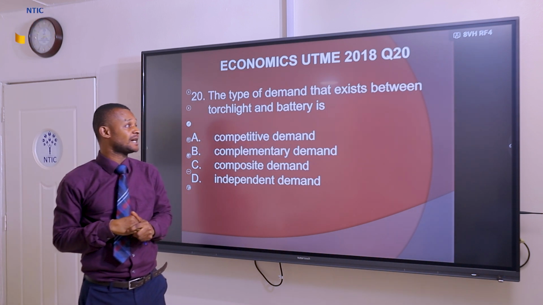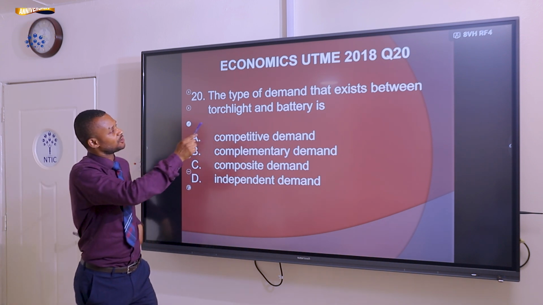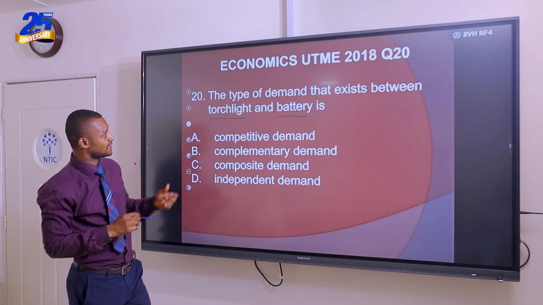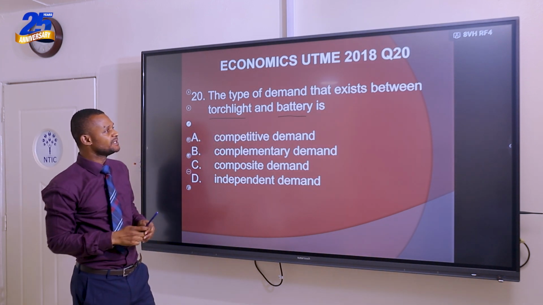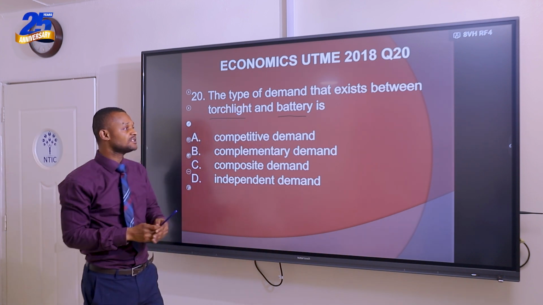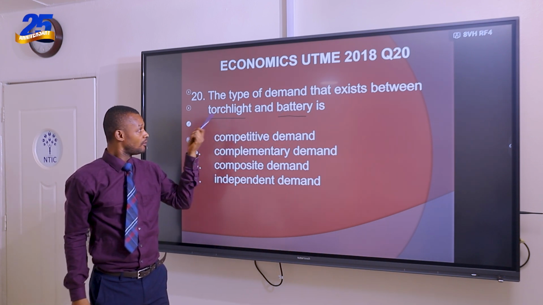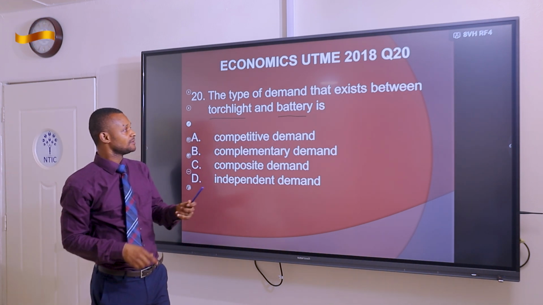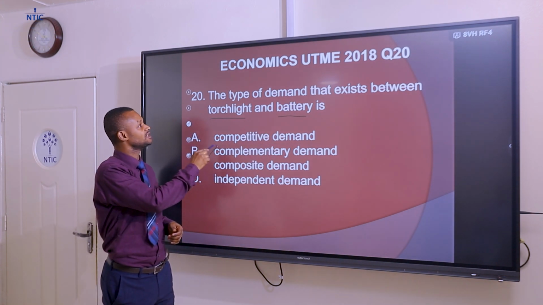20. The type of demand that exists between torchlight and battery is, now, if you look at the relationship between these 2 products, torchlight and battery, realistically they go together because battery is used to power torchlight. It means if the demand for torchlight increases, the demand for battery will also increase, because without the battery, you can't power the torchlight. It also means if demand for torchlight decreases, the demand for battery will also decrease. This type of demand, we call it the complementary demand.